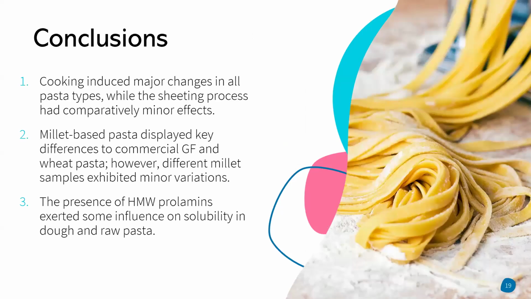So conclusions of this study: cooking induced major changes in all of the pasta types, while the sheeting process had comparatively minor effects. The millet pasta displayed key differences to the commercial gluten-free as well as the commercial wheat pasta. However, the different millet samples didn't show much variation outside of those differences that we saw with the high molecular weight prolamins and the raw pasta solubility.